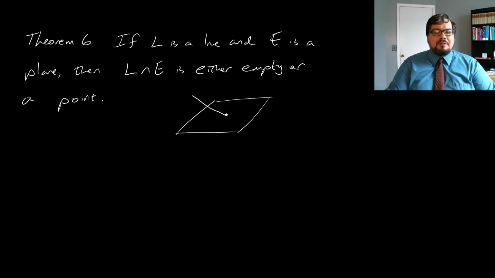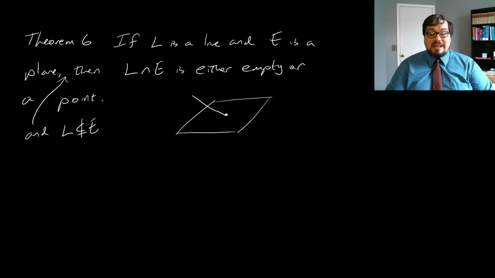I apologize. I forgot one of our hypotheses here. If L is a line, E is a plane, we need in here, and L is not contained in E. So we need the line L to not be actually contained in the plane. Then the intersection is either empty or a point. So in particular, this is saying that we can't have a line intersecting a plane in 2 different points. But we've actually seen this picture before. We saw this when we were talking about how axiom I3 works and why we have it.